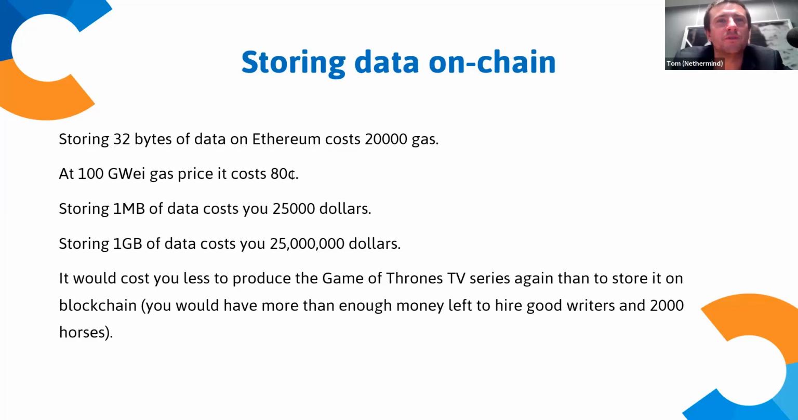And now just for fun, think about it this way. If you want to store the Game of Thrones TV series as a movie on chain, it will actually be cheaper for you to produce the whole TV series. It costs $1 billion to create it. You can just create it once again and you can fix the things that were broken in the 8th season.